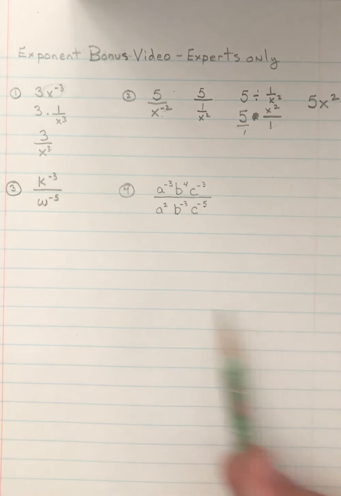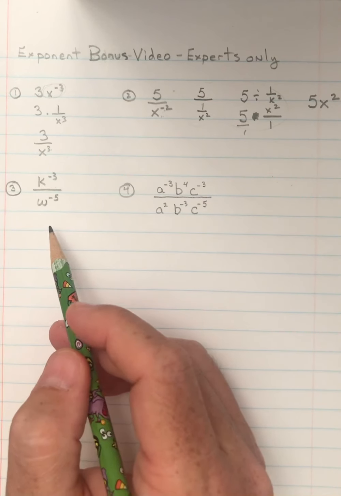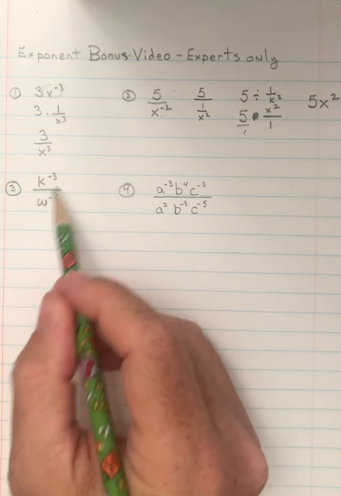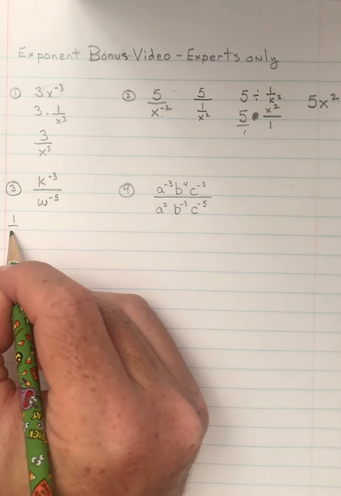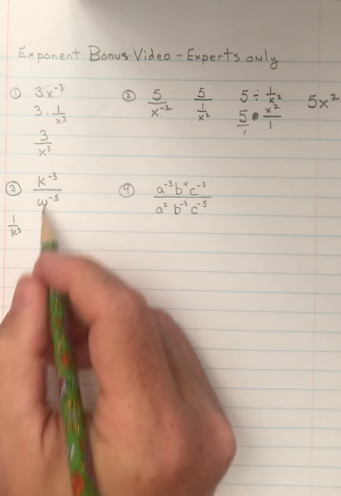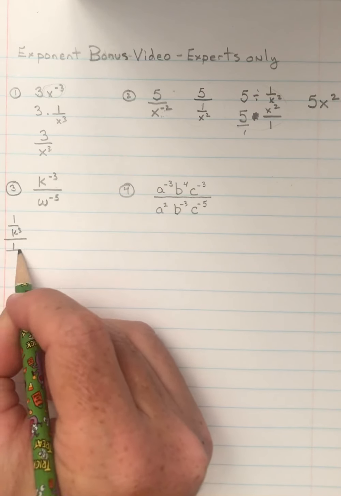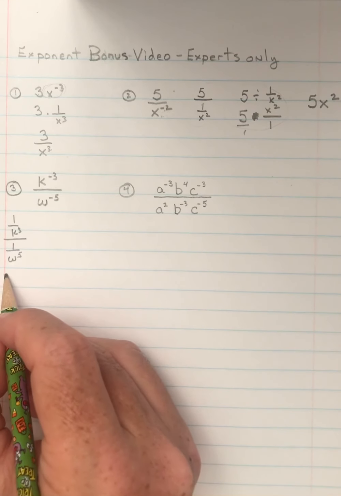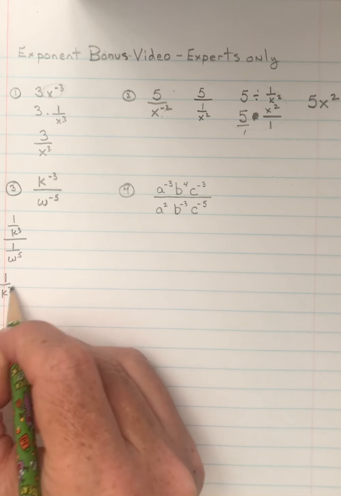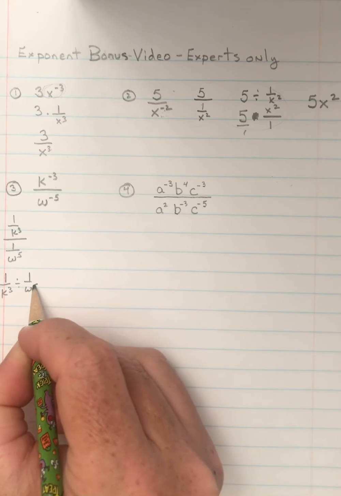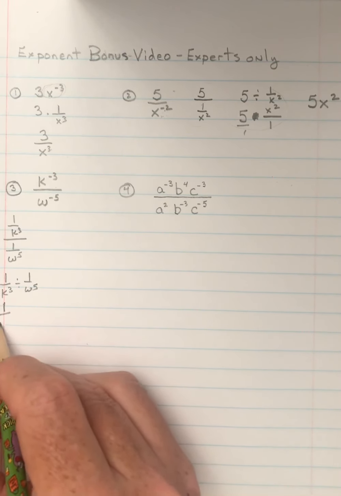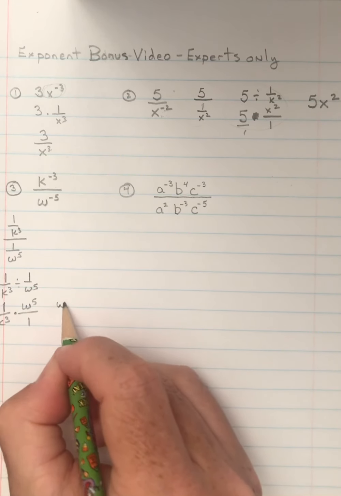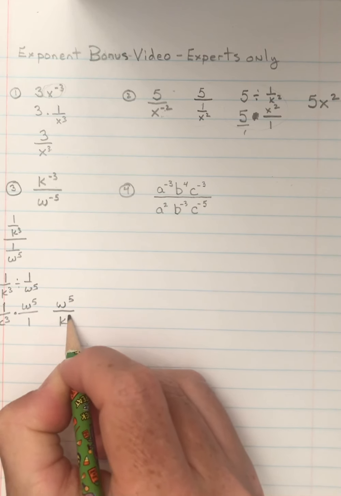Okay, now here's a little longer example. This is where you want to start using the shortcuts. Now if I have this, I can write this all out. I can write 1 over k to the third, that's what this is, divided by 1 over w to the fifth. Then do this division, change it to multiplication, 1 over k to the third times w to the fifth over 1, and then multiply across and get w to the fifth over k to the third.